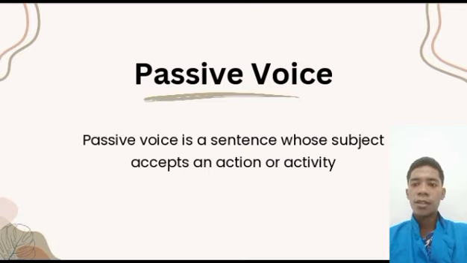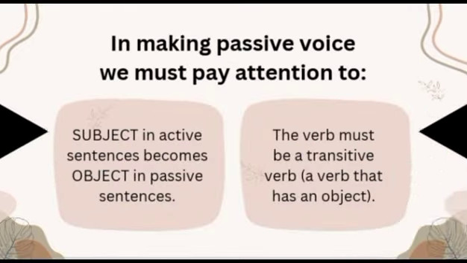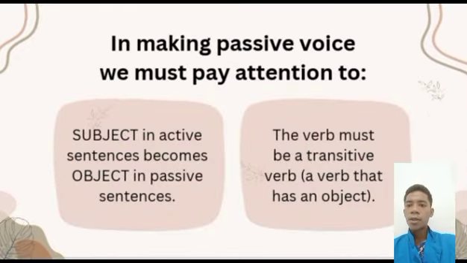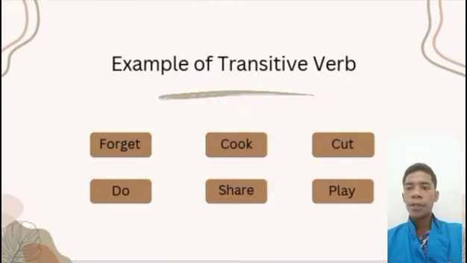So, first material is about passive voice. Passive voice is a sentence whose subject accepts an action or activity. In making passive voice, we must pay attention. Subject in active sentence becomes object in passive sentence, and also the verb must be a transitive verb, or a verb that has an object. Examples of transitive verbs are forget, do, cook, share, cut, and play.